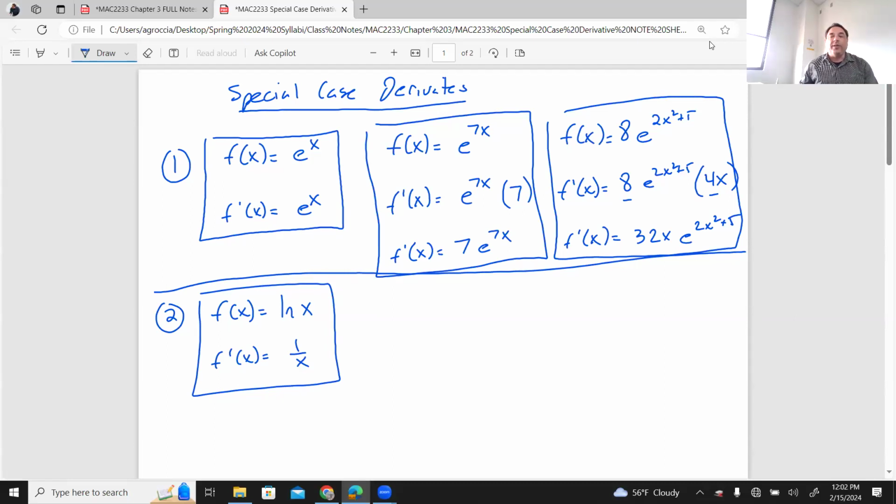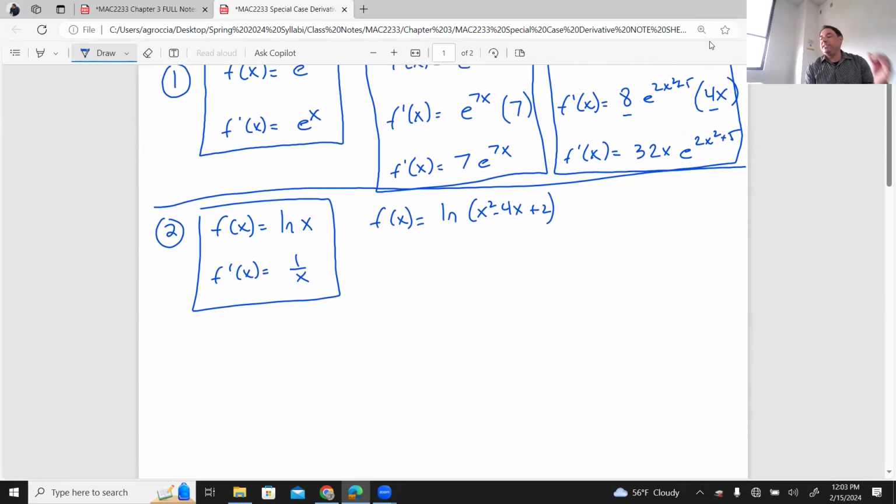So I'm going to add to it, which will come later in the chapter, but it's a good place to put it now. What if it wasn't just ln of x? What if it was ln of x squared minus 4x plus 2? What if it was a little bit longer? Then what would you do? Well, then you're going to learn how to really take the derivative of ln. It's still the same, but it's just longer. So here's how you really do it.